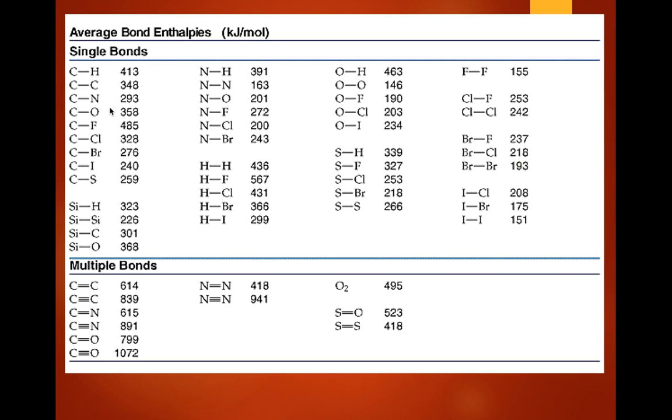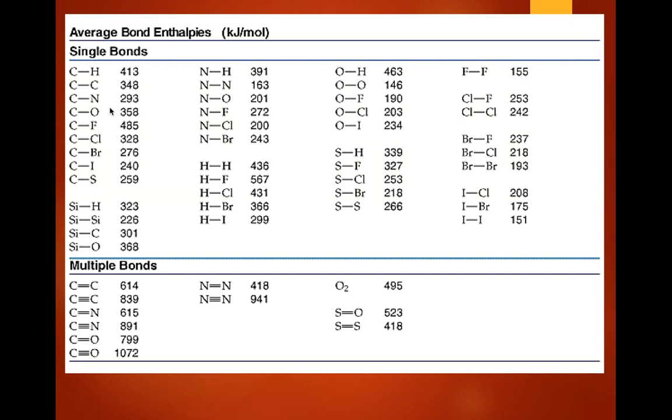And I want you to remember, to calculate the enthalpy of a reaction, you're going to add up the enthalpies of the products. You're going to add up the enthalpies of the reactants, and then you're going to subtract them from the enthalpies of the products. Also remember, when you're making bonds, it's exothermic.